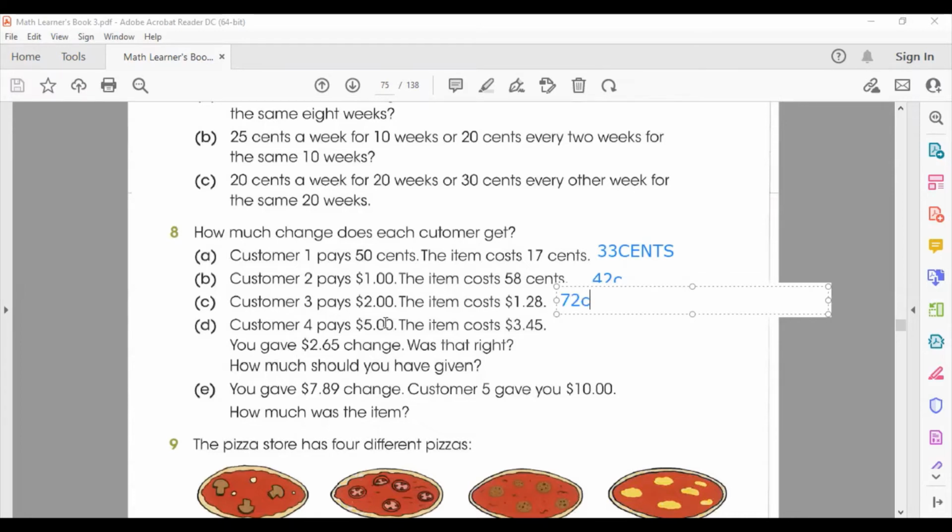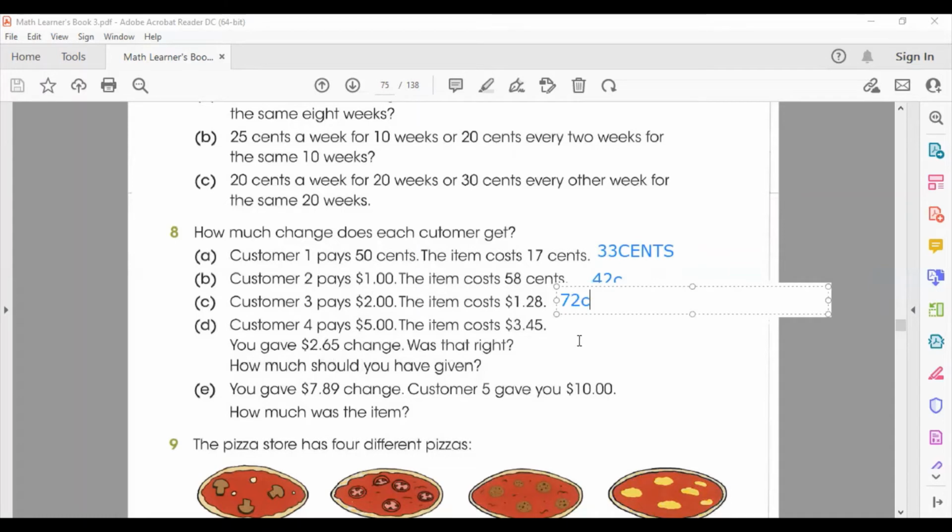Customer 4 pays $5. The item costs $3.45. You give $2.65 change. Was that right? Obviously no, it's not right. So we need to minus. How much should you have given?